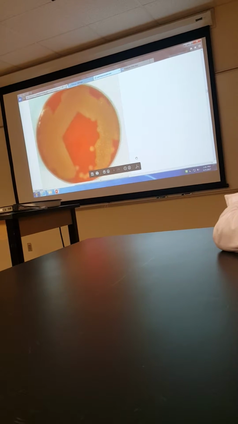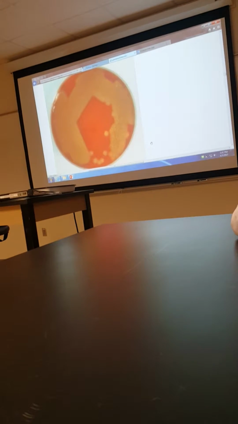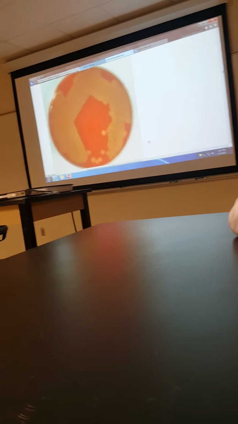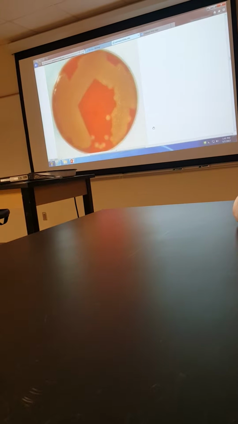What is demonstrated on this plate? Is it fermentation? Is it susceptibility to antibiotics? Is it agglutination? Is it hemolysis? Yeah, hemolysis. Blood agar. See the zone of hemolysis around the growth.